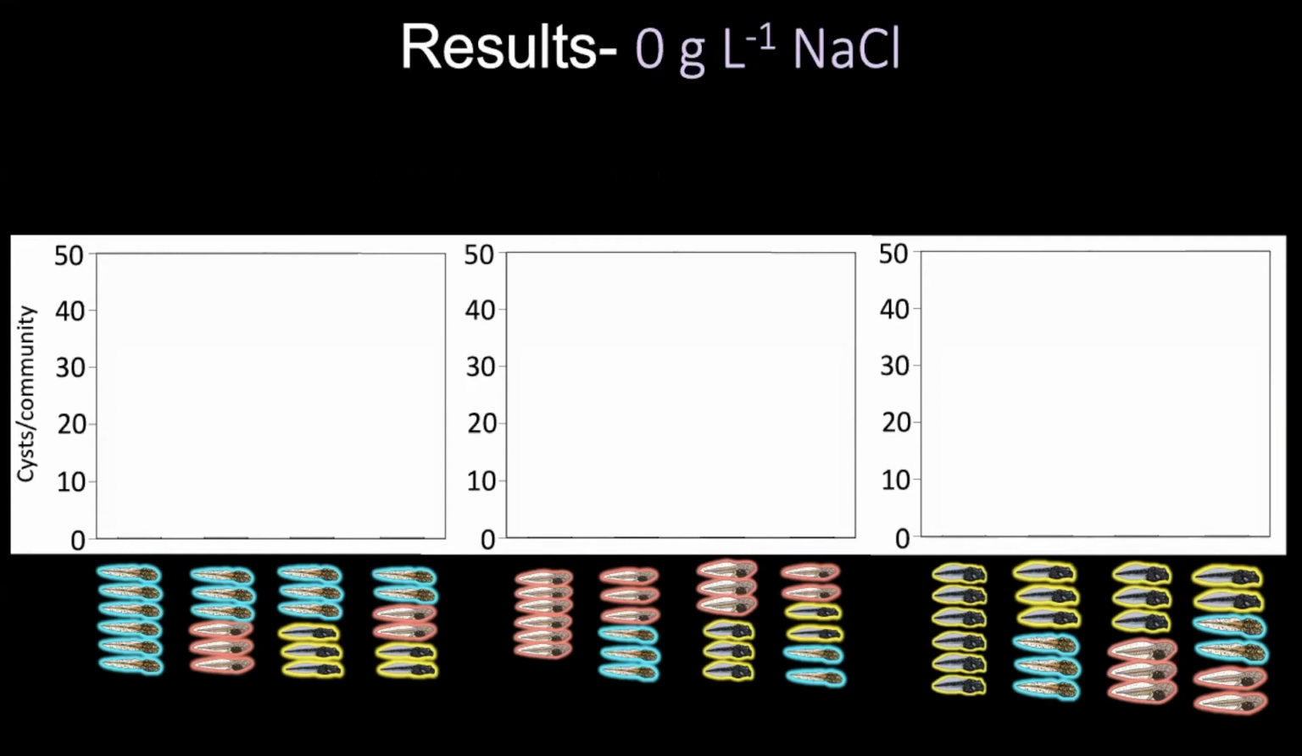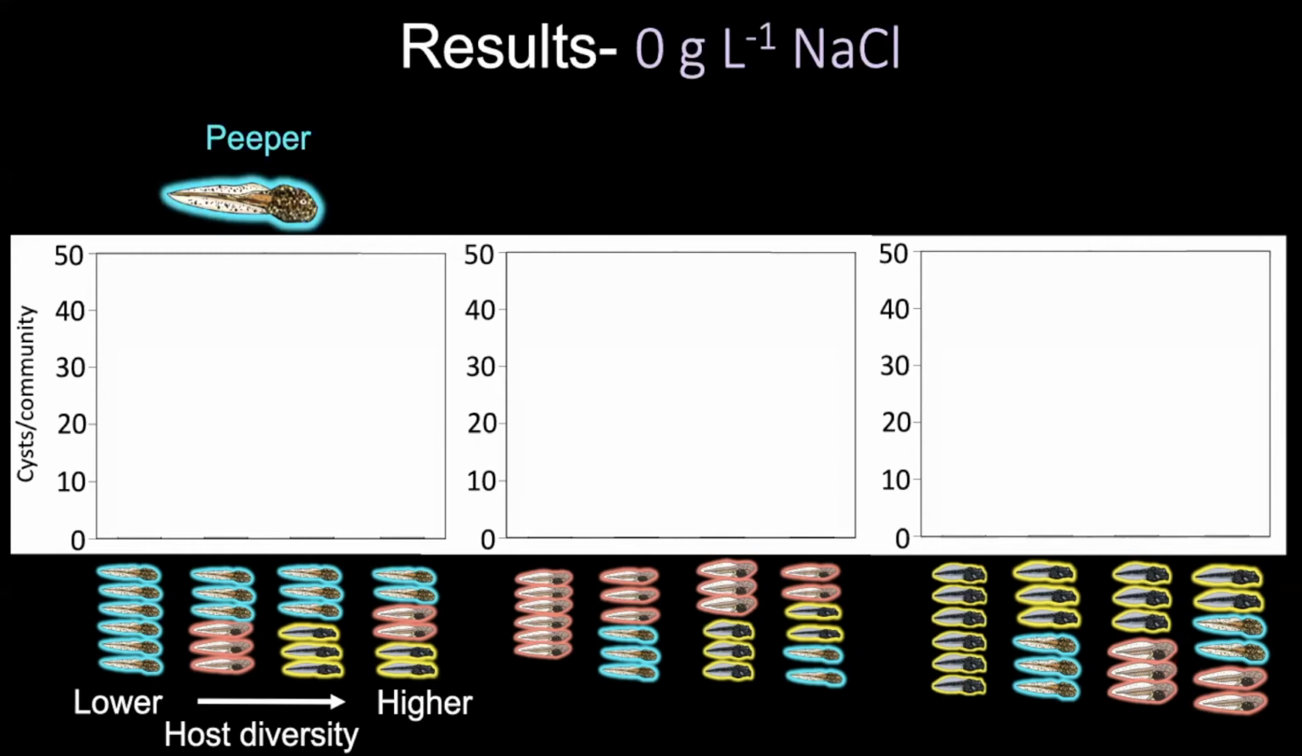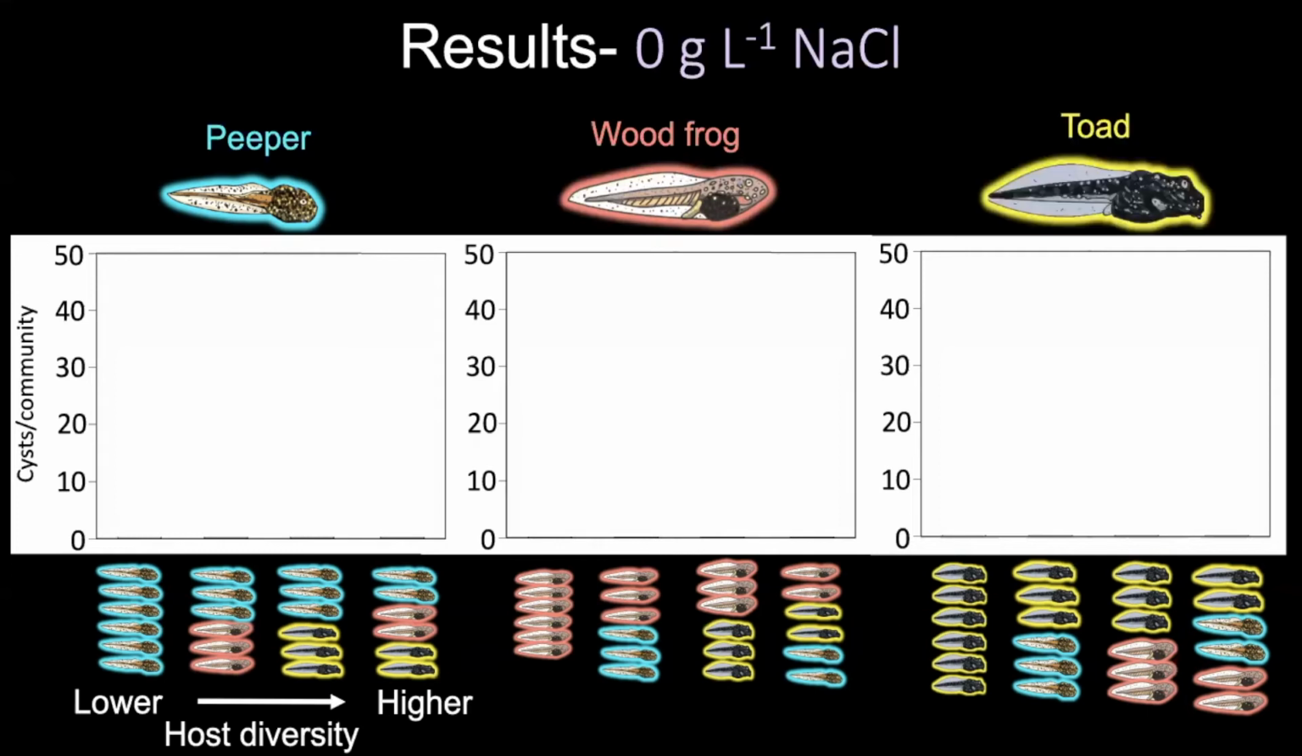To orient everyone to the x-axis, from the left to the right, we go from communities of lower host diversity to higher host diversity. On the y-axis is the cysts per community. For the first panel, we're comparing all the communities back to single peeper communities, the middle panel all back to single wood frog communities, and then the last panel all back to single toad communities.